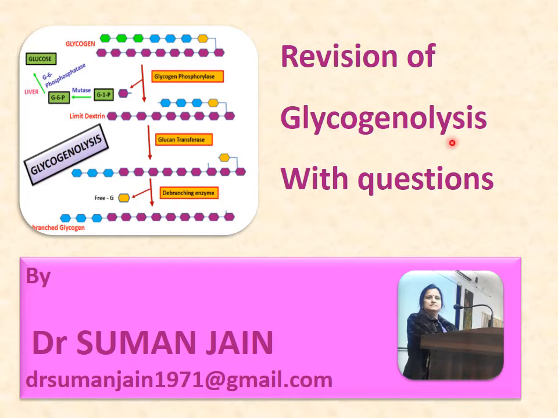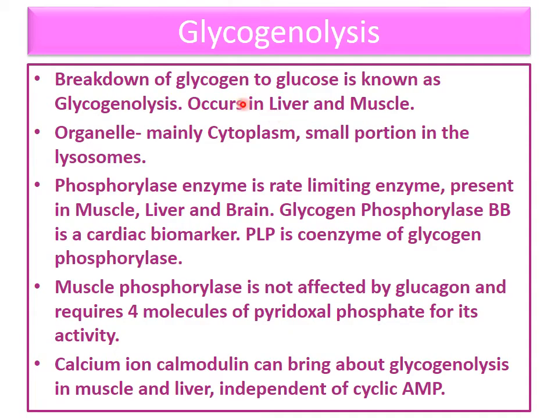Glycogenolysis: glycogen, lysis is breakdown. So it is the breakdown of glycogen into glucose. It occurs in liver and muscles, so mainly two organs, liver and muscle. And if we see it cell organelle-wise, it is in the cytoplasm and a small portion in lysosomes.